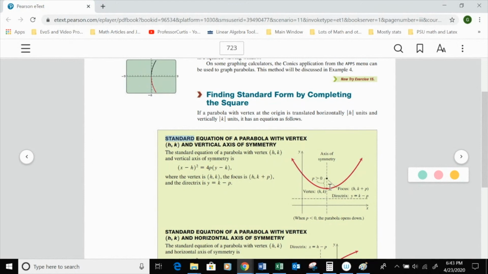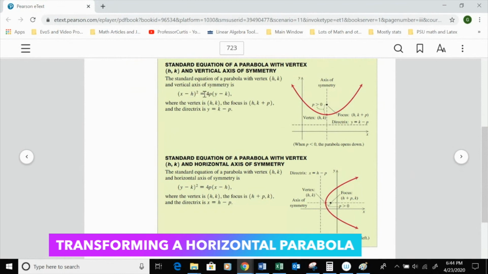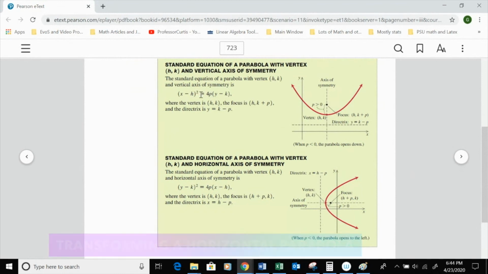So there's my HK, my new center, sorry, not center, vertex. And the focus is P above that, the directrix is P below that. And you think, well, if I'm at HK, then the focus, P above that, P below that is K plus P and K minus P. This all makes sense. This is the sideways one. And instead of y squared, they have y minus k. The trick is x, y, they're in alphabetical order.